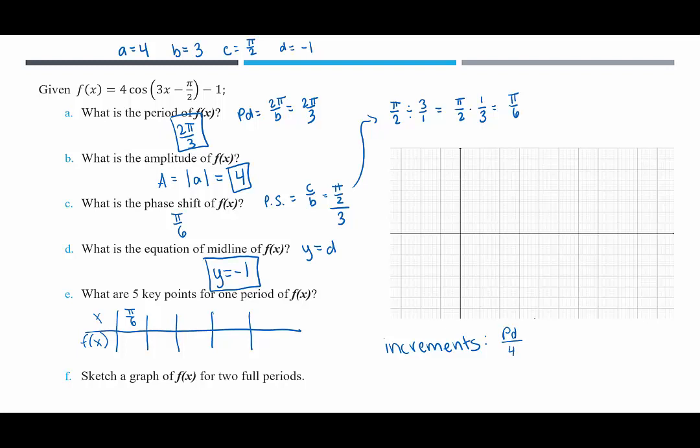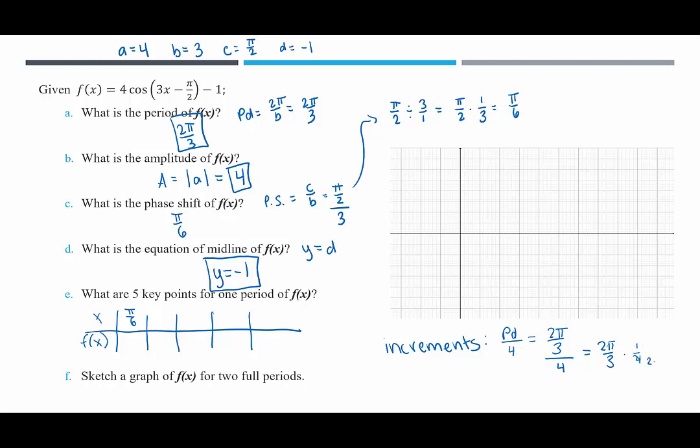Every period in our cosine graph or sine graph will have 5 key points. So to figure out the increments we want to use, we're going to divide by 4. And the period was 2 pi over 3 divided by 4. So I'm going to just rewrite this. I'm going to skip the step where I do division and go straight to multiplication just for time's sake. Whoops. I said that and then still didn't take the reciprocal of 4.